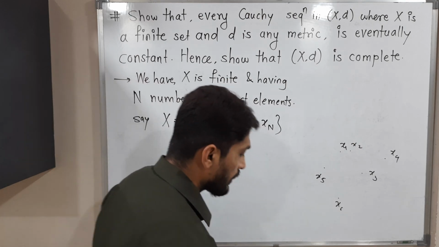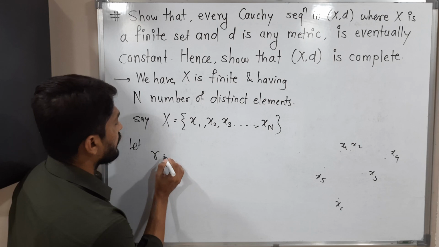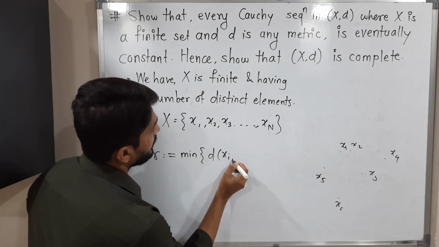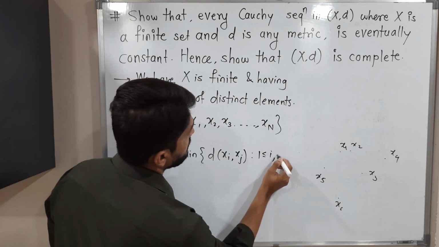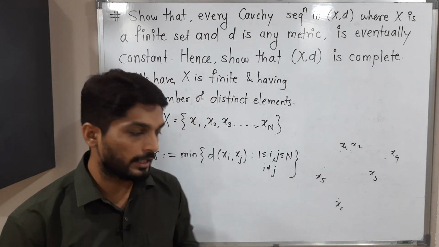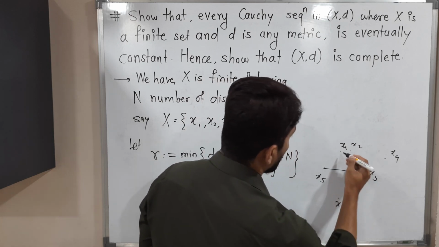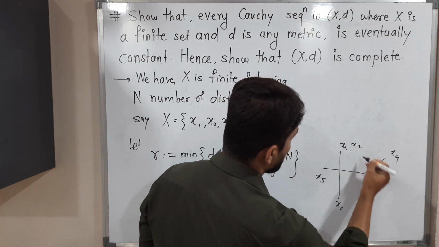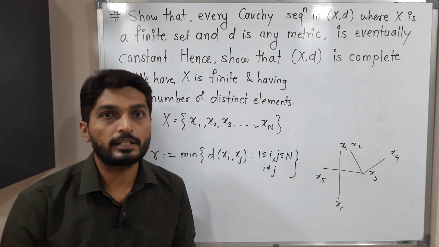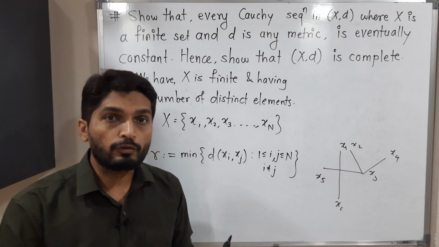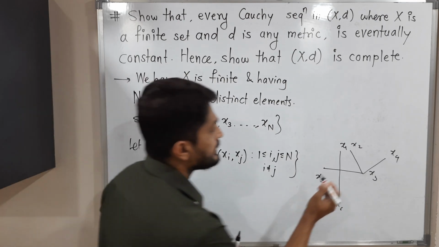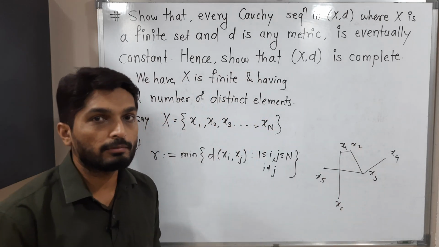Now what will I do? Let me define a small r. It is in this way: it is the minimum of d(xi, xj), where i and j run from 1 to n and i is not equal to j. What we are doing? We are finding the distance between any two distinct elements, just like the distance between x5 and x3, between x1 and x6, between x4 and x3, between x2 and x3. All possible distances we will find, just the elements must be distinct. If you take the same elements you will get distance 0, but we are considering all distinct elements. And what will be the least distance? What will be the minimum distance? That is nothing but r. So in that particular diagram you can easily see this is the minimum distance as compared to the other distances. So that will be my r, right?